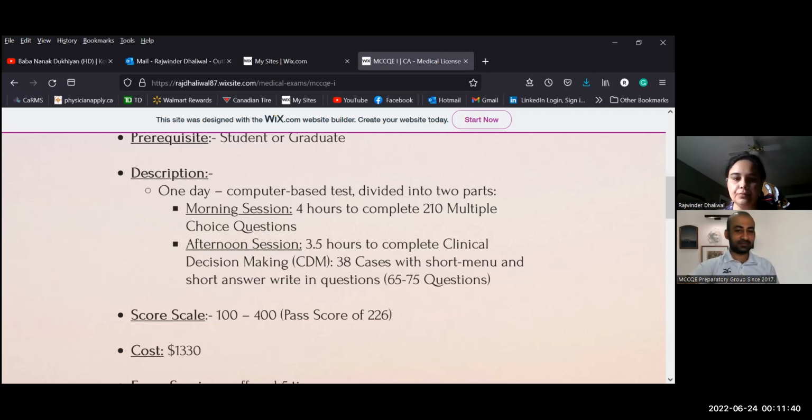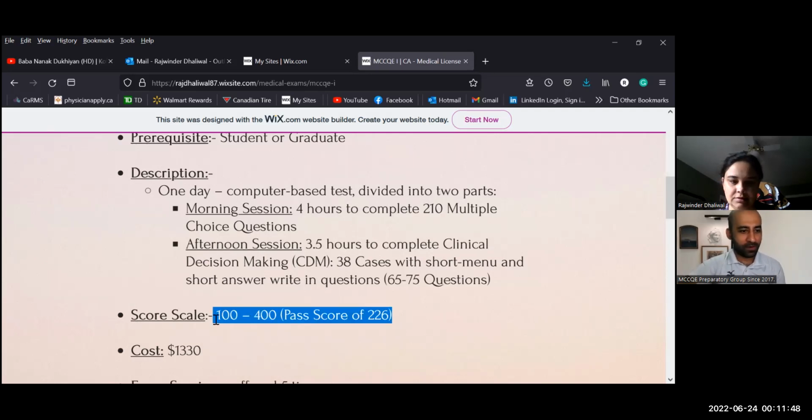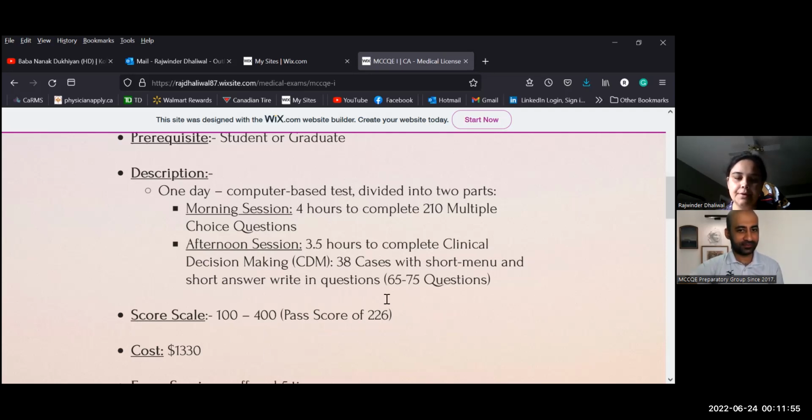Oh, okay. And this scoring system is wrong. I think they have a new one now, but this is how they used to score before. 100 to 400, and the passing score was 226. The questions are scored based on how difficult each question is.